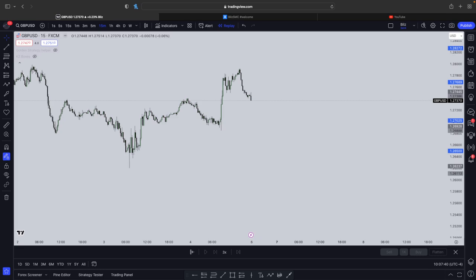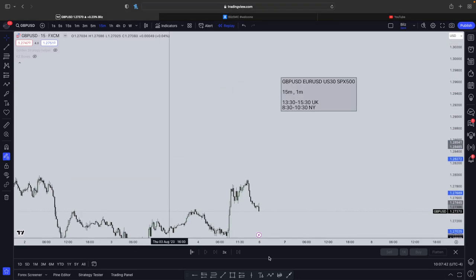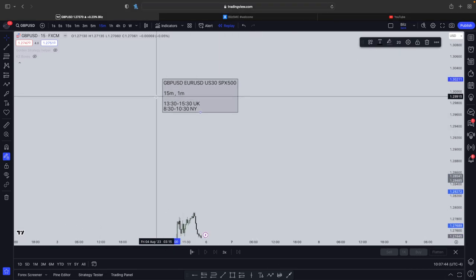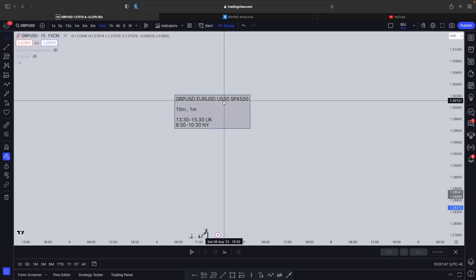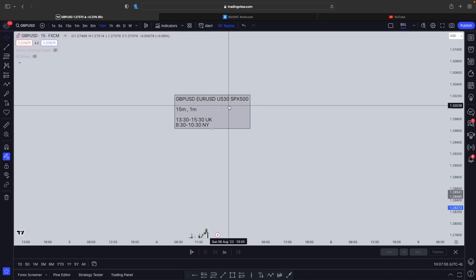The first thing you have to do is know the trading pairs we actually trade the strategy on. The trading pairs to trade it on are GBPUSD, EURUSD, US30 and SPX 500. US30 is a very good pair. Not many people talk about this pair when trading ICT. However, it's an incredible pair when trading this strategy right here.